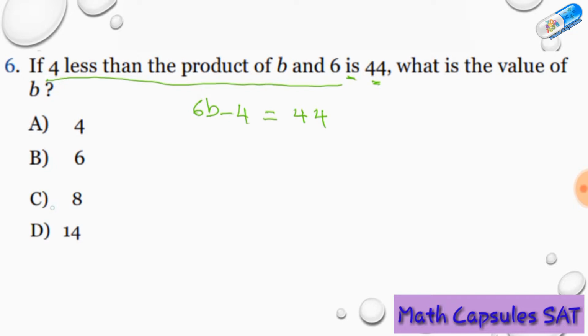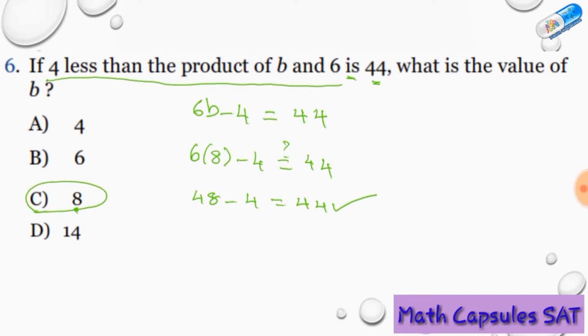In this case, we will also start with choice C. So let us plug in 8 for B. If B equals 8, this means 6 times 8 minus 4. Is it equal to 44? We know that 6 times 8 is 48. 48 minus 4 is equal to 44, and this means that letter C is the correct choice.